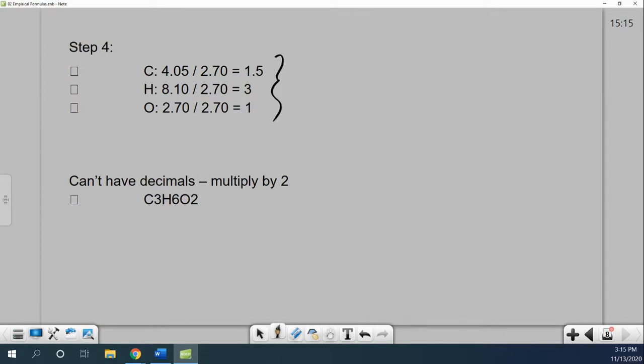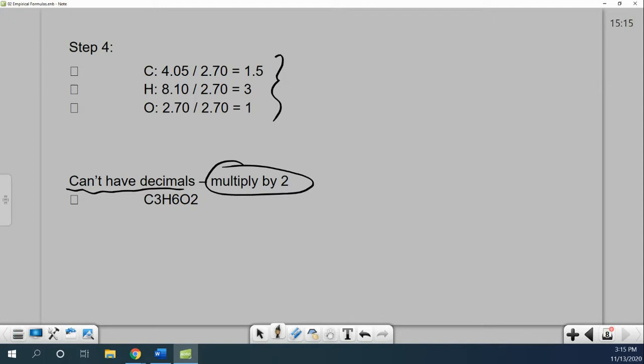You're not allowed to have decimals. You can't have 1.5 carbons for every hydrogen. If I'm looking at empirical formula, it's telling me how many atoms there are. I can't have 1.5 atoms. You can't have half an atom. That doesn't make any sense. You can't break atoms apart, right? Well, you can, but it's really hard. It's not going to split in half. So not allowed half atoms. So what do you do when you end up with a decimal? You double everything.